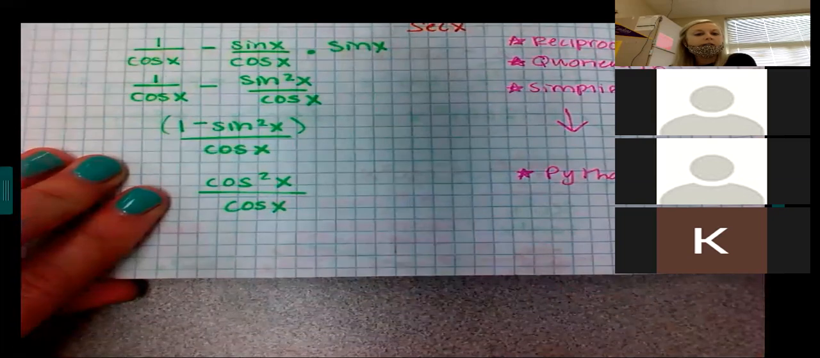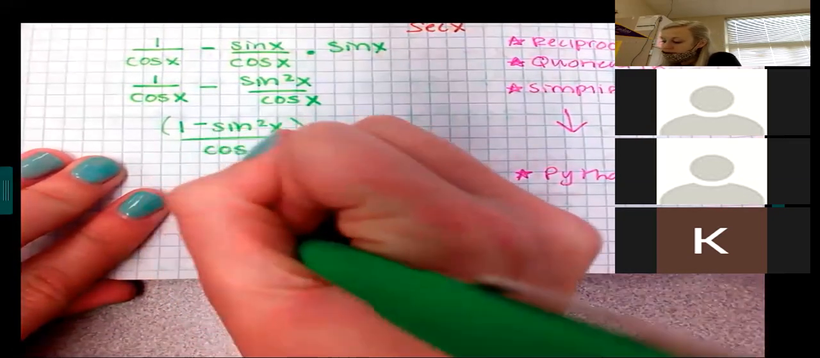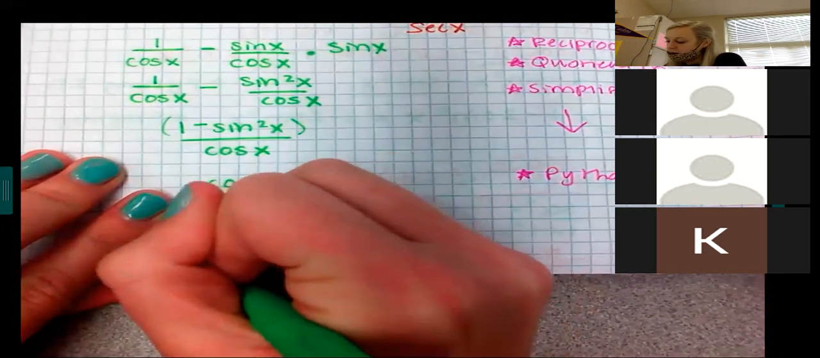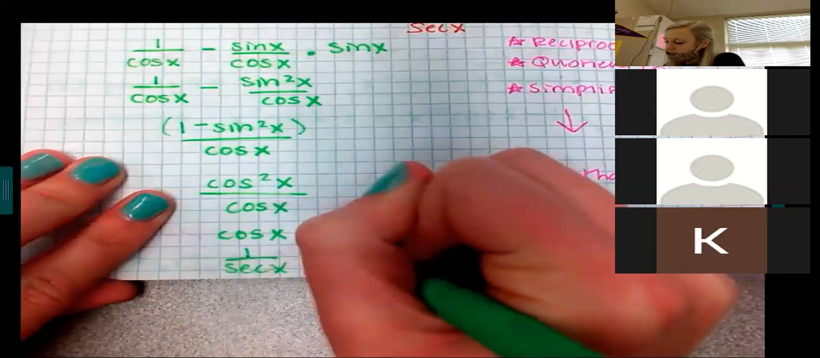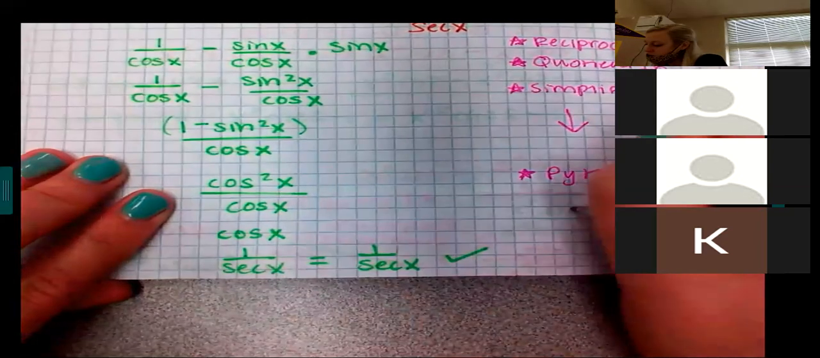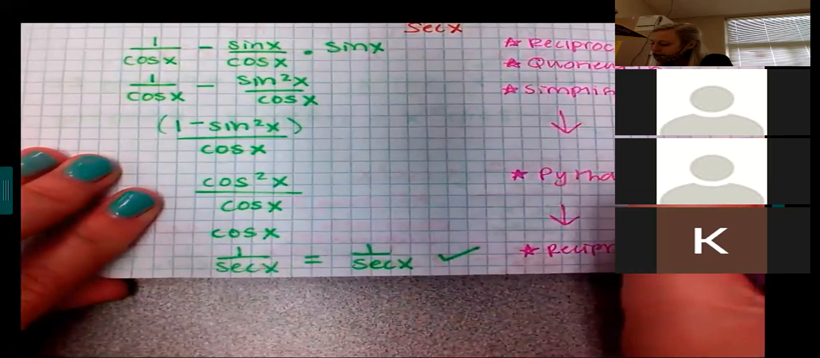And what's cosine squared divided by cosine? Cosine. We get that just by simplifying, and then we know cosine is just 1 over secant. Very good. And that last one, we just simplified in the middle. This last one is a reciprocal identity.